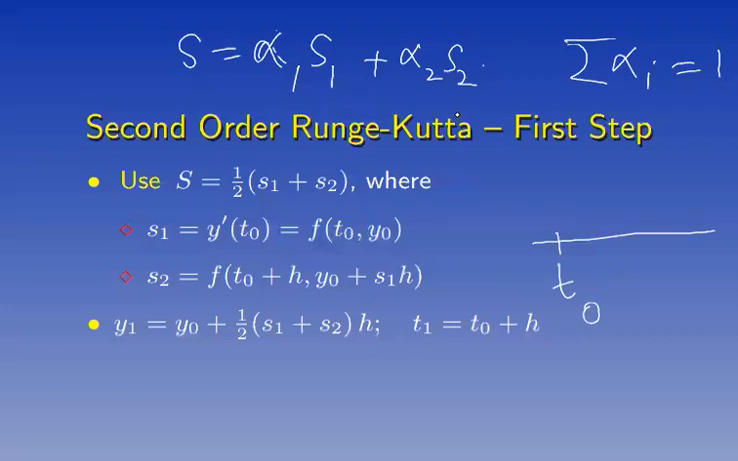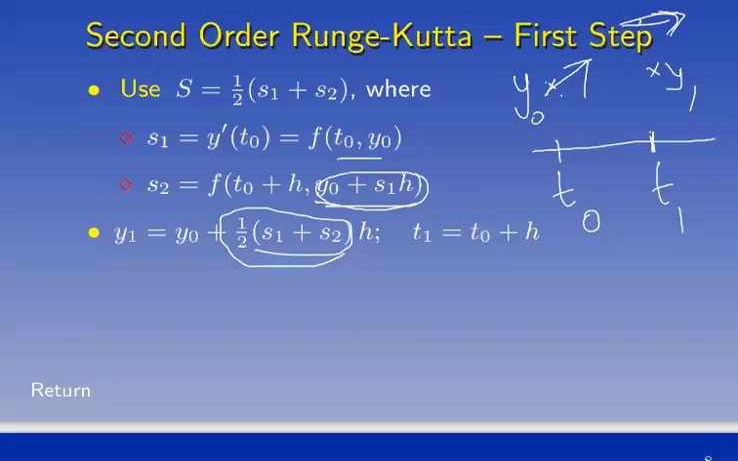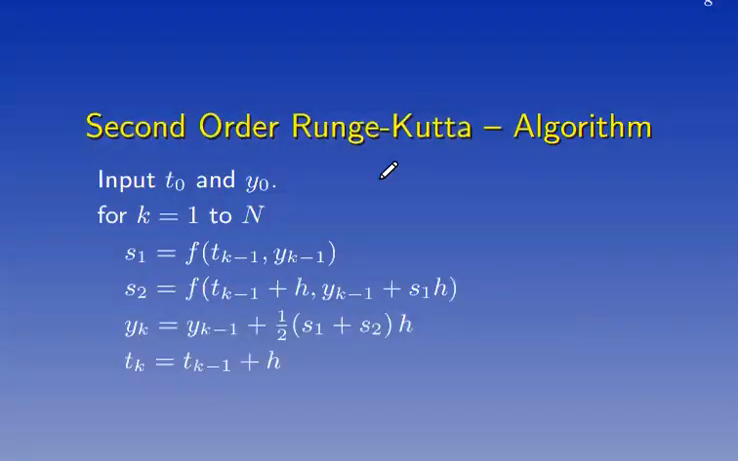So this is T naught. You know this unknown function. T1. They use this slope as well as the slope at T naught plus H. They use the weighted average of these two slopes to compute the next iteration. So I hope this makes sense. This was second order Runge-Kutta, now fourth order.